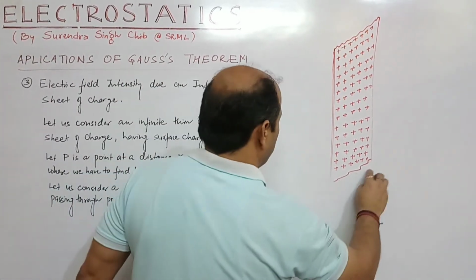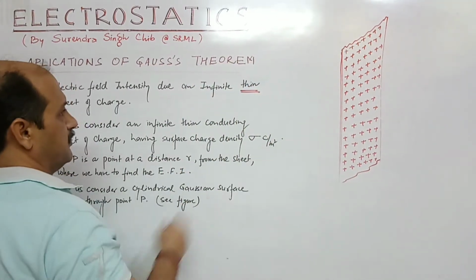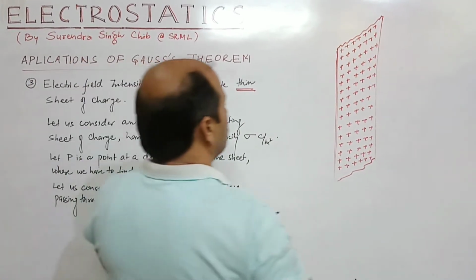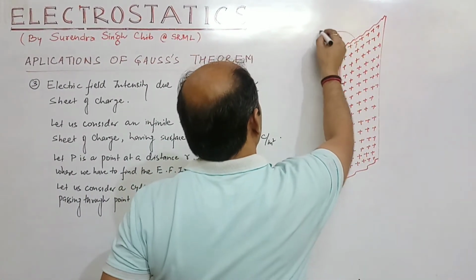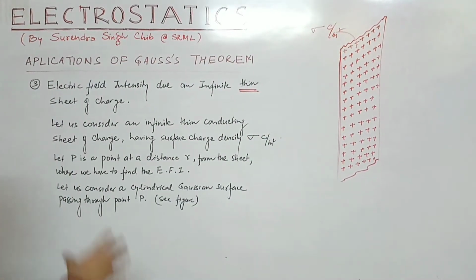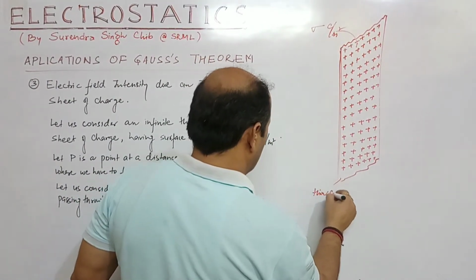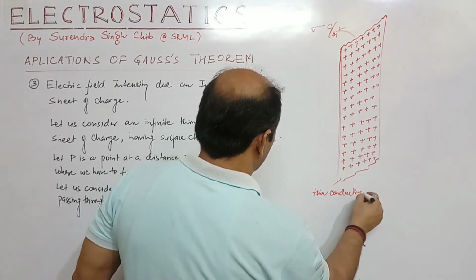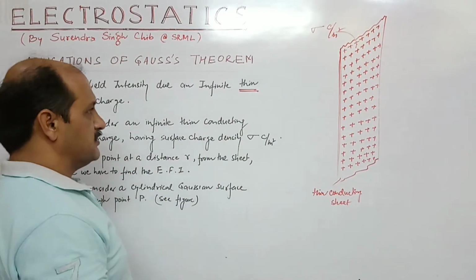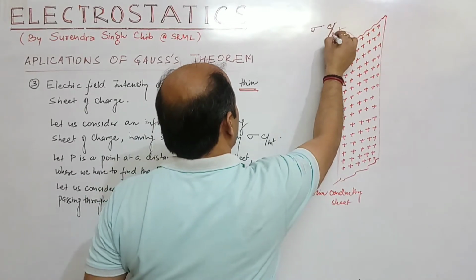See, this is infinite. It is extended to both sides up to infinity. This side से भी, इस side से भी. It's a very big sheet, but it's a very thin sheet. तो इसकी surface charge density क्या होगी? It is sigma coulomb per meter square. So let us consider an infinite long thin and conducting sheet. If it is a conducting sheet, the charge uniformly distributes over its surface, and it has a surface charge density sigma coulomb per meter square.